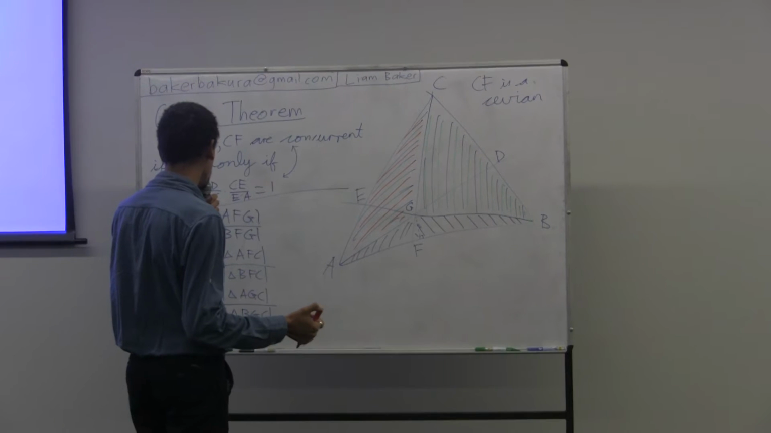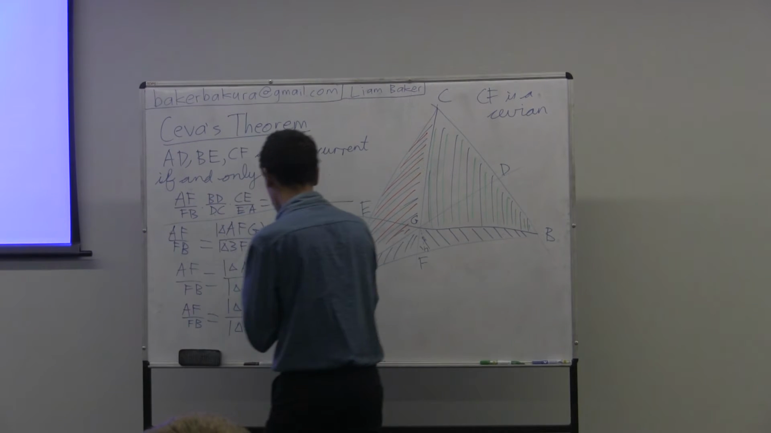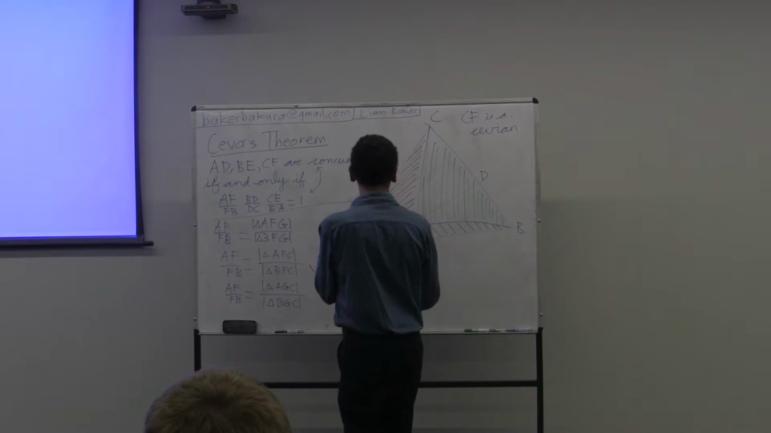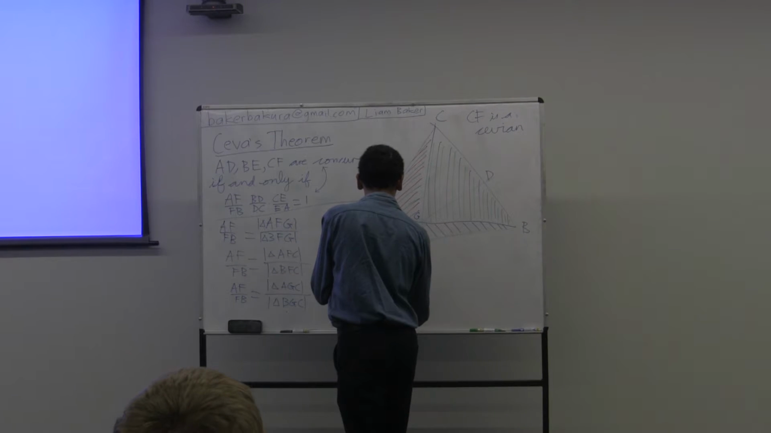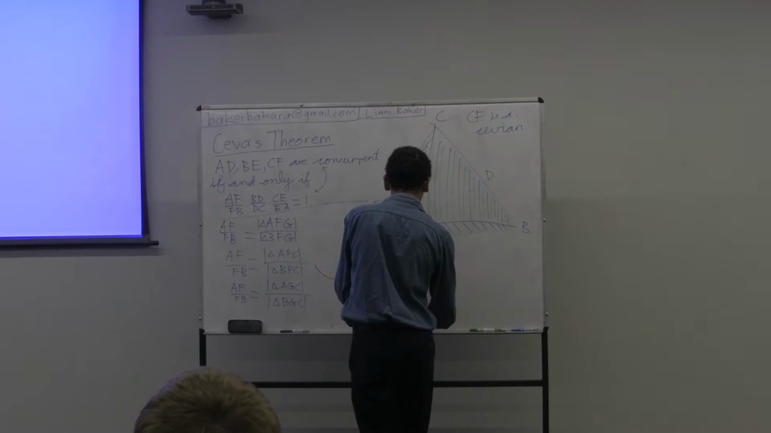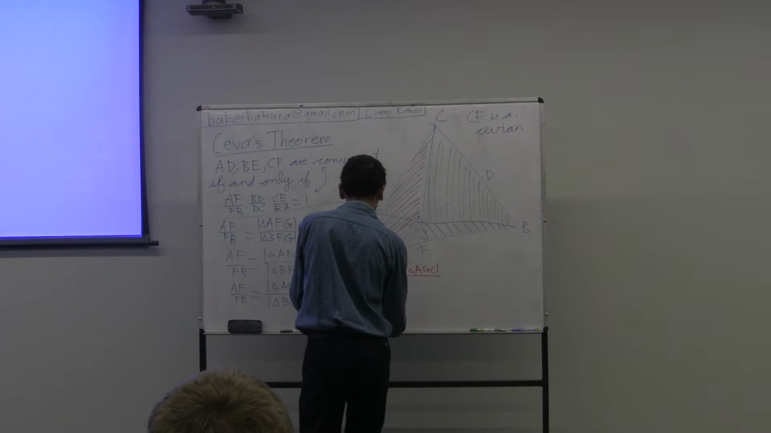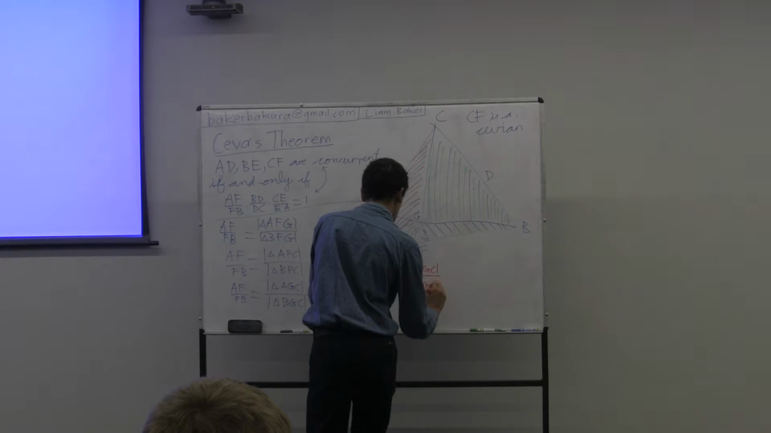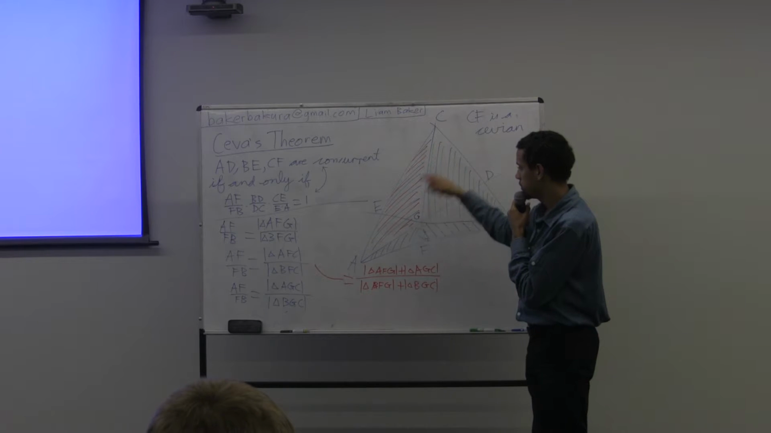So basically from this one, the area of AFC is the area of AFG plus the area of AGC, and the area of BFC is the area of BFG plus the area of BGC. Cool. So we take the big one and we split it into the smaller ones.